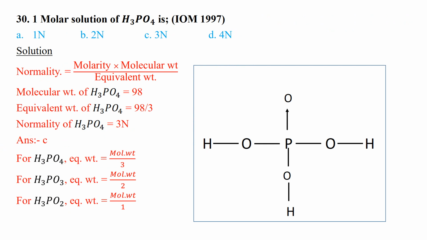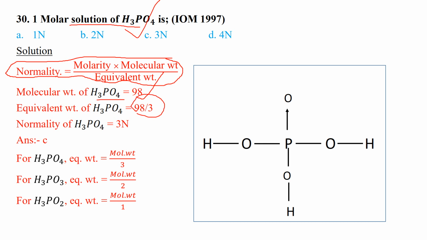Next question. We have to convert the 1 molar solution of phosphoric acid into normality. This is the general representation for the relationship between molarity and normality. Molecular weight will be 98, and equivalent weight will be 98 by 3, then the normality will be 3 normal. Answer will be C. So just remember how this 3 is obtained. I am going to explain this. In case of phosphoric acid, this is the general structure. In some cases, a double bond is also written between phosphorus and oxygen here.